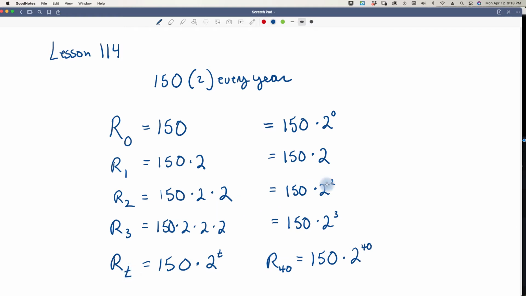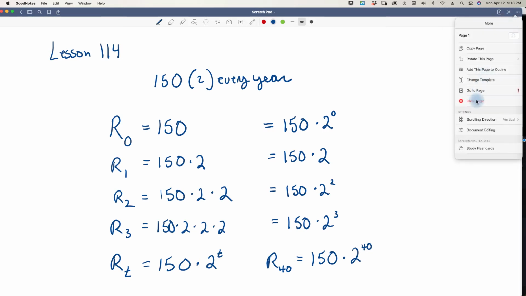All right, so let's move on and look at something that's an exponential equation that you will deal with as you get older, and that is interest on a bank loan or interest on a deposit in the bank. So let's clear this off.